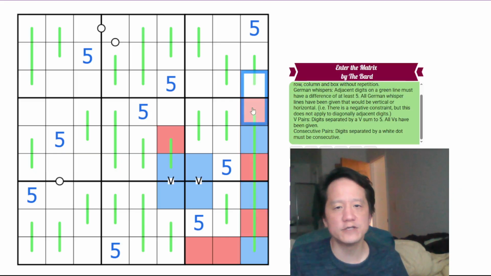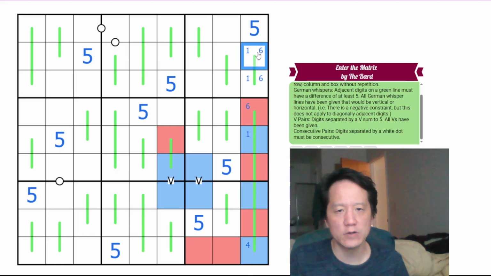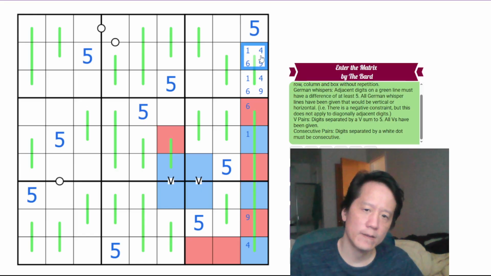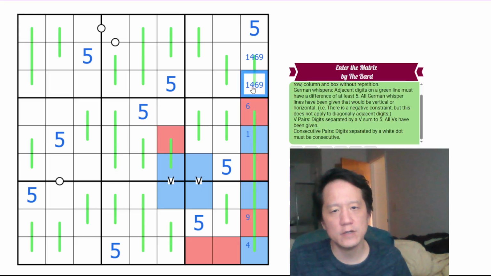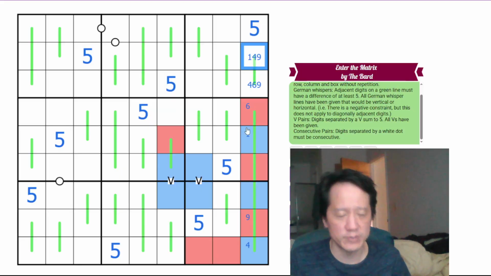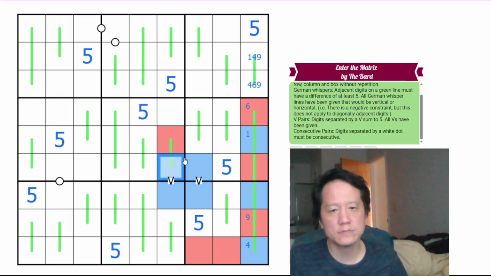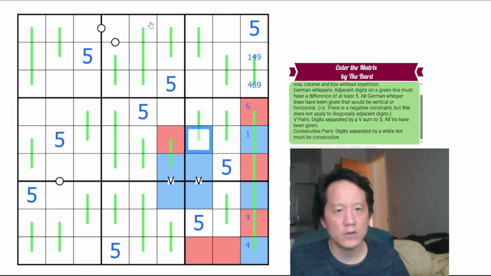We have to have a 4 and a 6 somewhere here. 6 can only be one of these 3 cells, which means 1 has to be next to it on the German whisper line. So 1 could be here or 1 could be here. 4 can only be in one of these two. So 9 can only be here or here. This has to be, again, a 1, 4, 6, 9 triplet. If this is 1, it would have to have a German whisper line connecting it. So that's not allowed. So this can't be 1, which means this can't be 6. We have 1, 4, and 9 possible here.